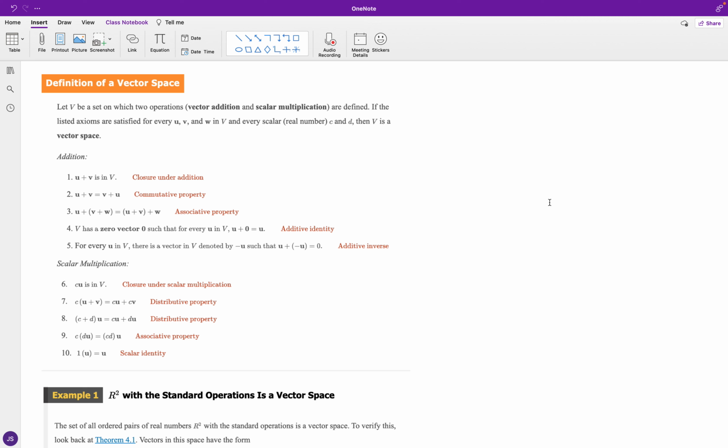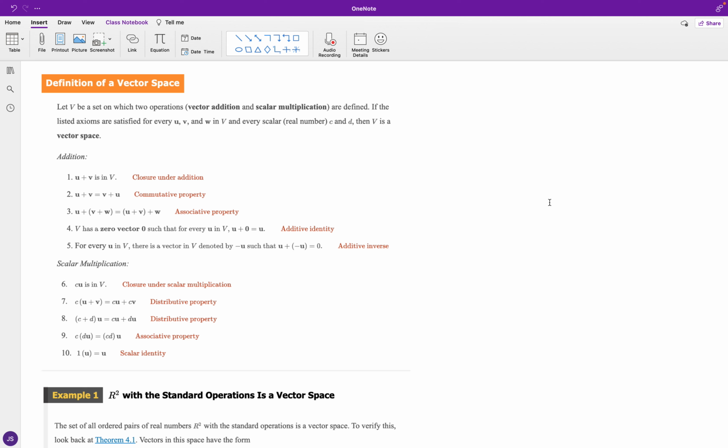And we have u plus v is equal to v plus u. That's the commutative property, kind of like in pre-algebra or even algebra, where we have the commutative property a plus b is equal to b plus a. And we have the associative property, where u plus the quantity v plus w is equal to the quantity u plus v, followed by the addition of w.